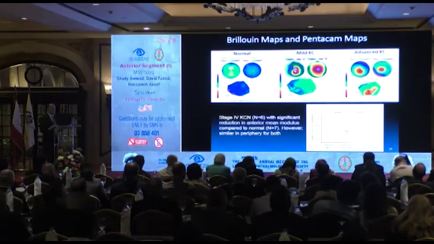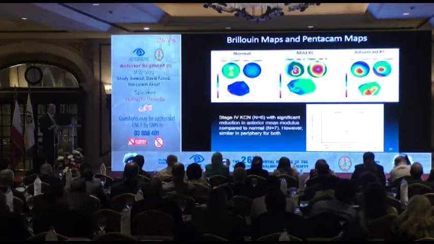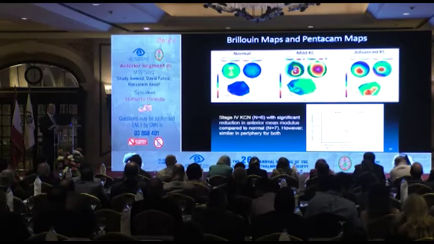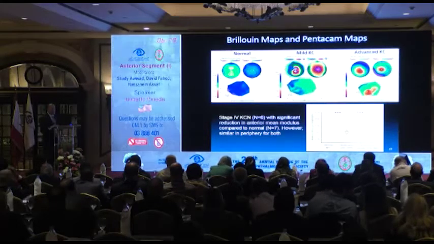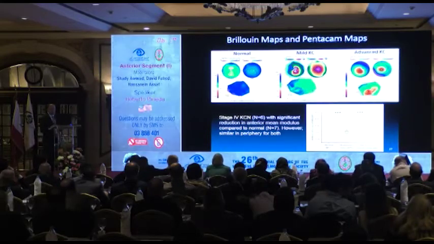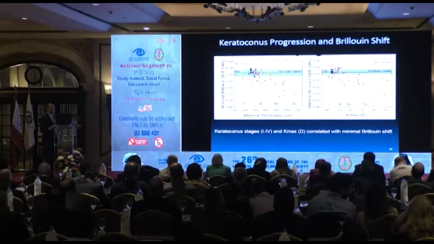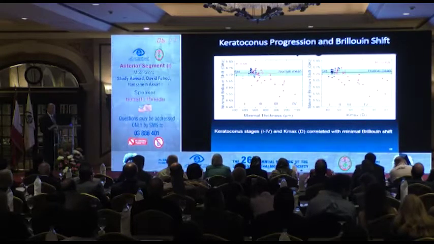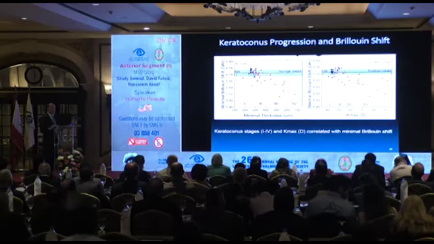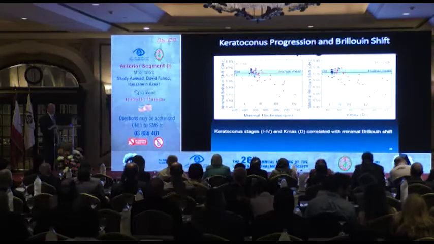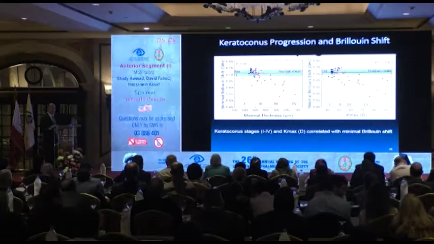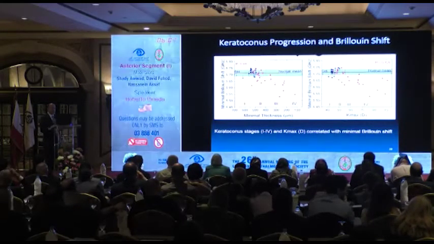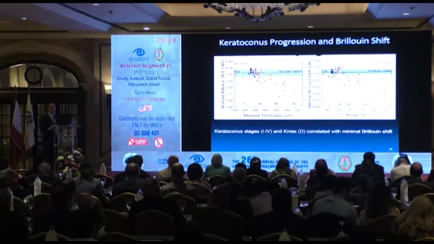Down below here, you can show that in the area of the cone, the Brillouin shift is very low, but as soon as you move outside the cone area, it increases and almost moves into a normal range of stiffness compared to the area inside the cone. And we can correlate that also with the stages of keratoconus. Here, more advanced stages are going to have more elastic corneas, and also correlate this with curvature, as I mentioned before. There's a negative correlation here, so the steeper the cornea is, the more elastic it is.